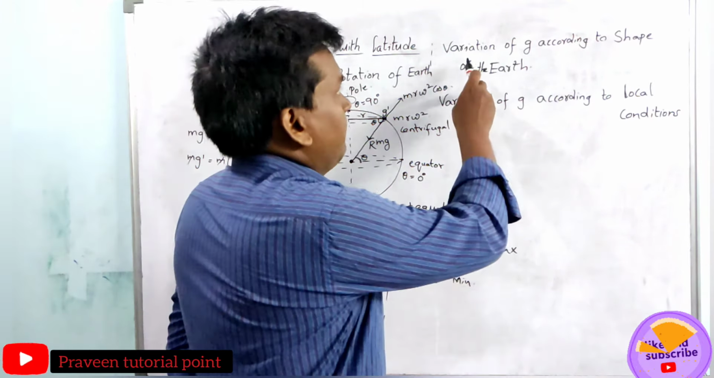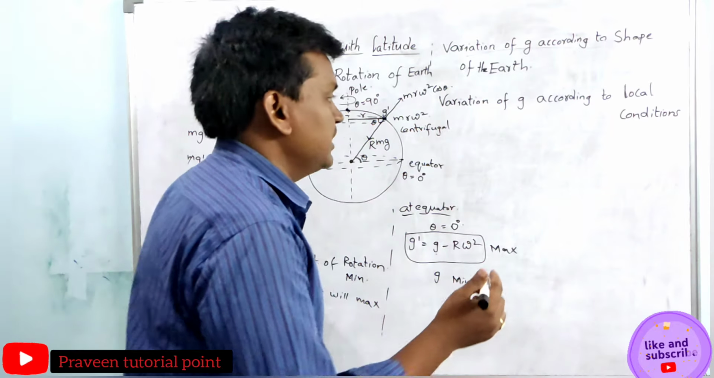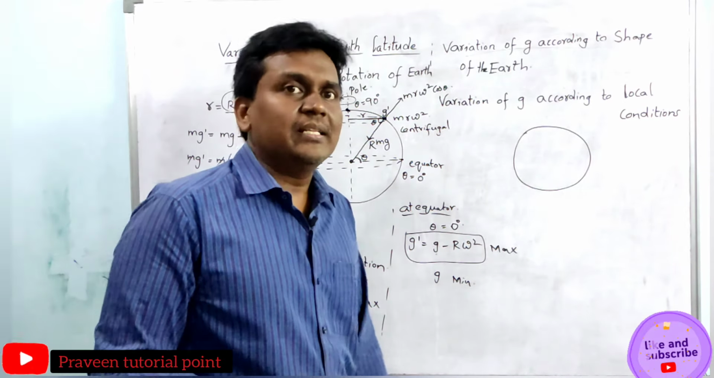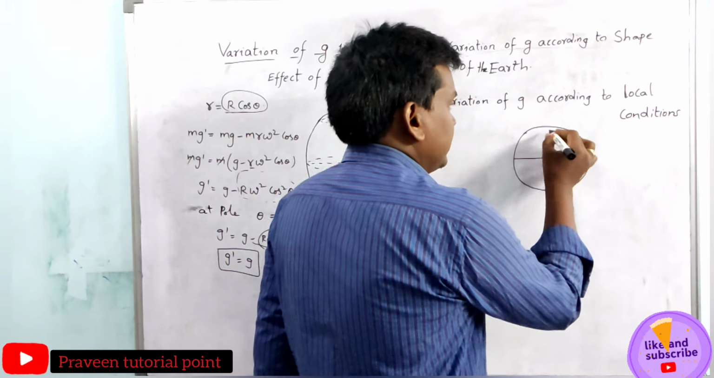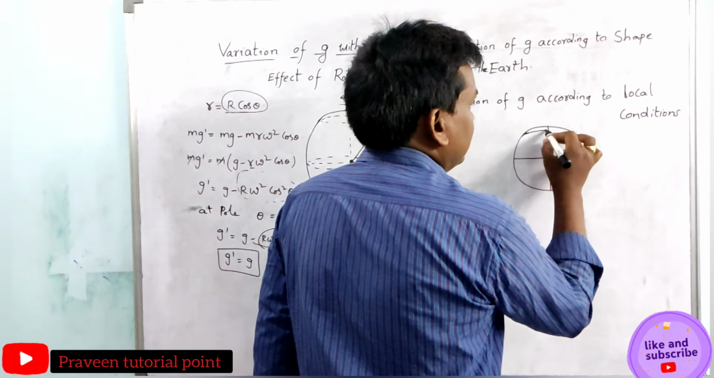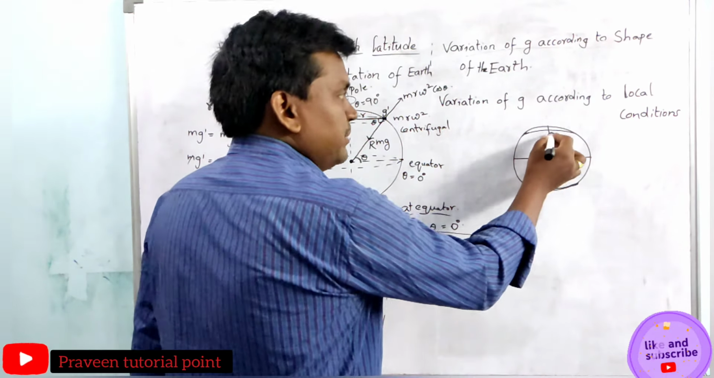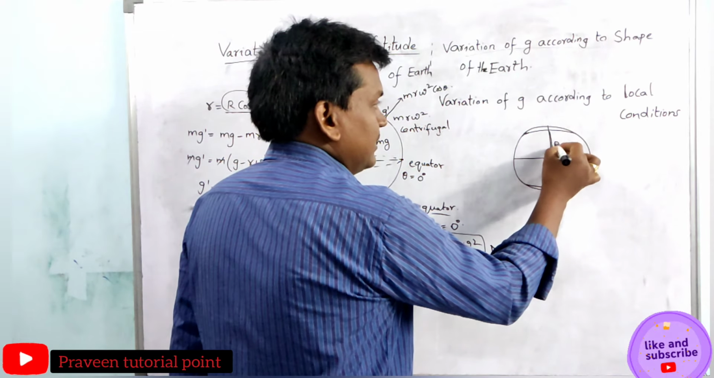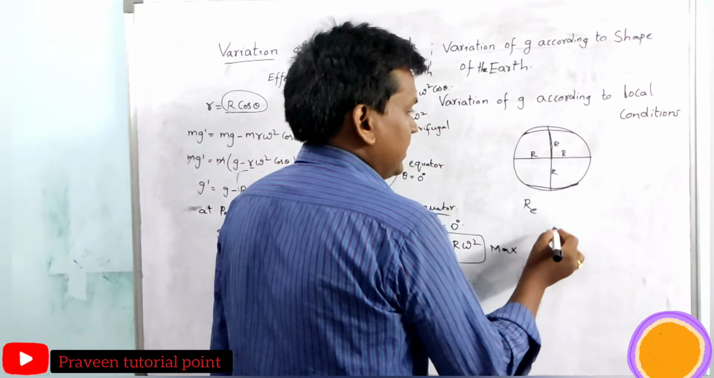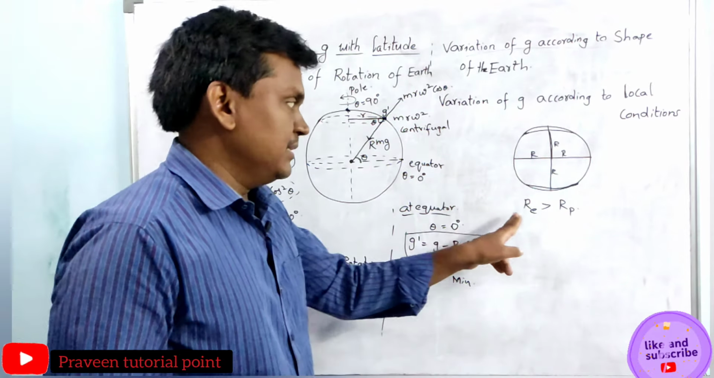And the fourth factor is the variation of g according to the shape of the earth. Due to the shape of the earth also, the g value varies. If you consider the earth as a sphere, but actually the earth is not a complete sphere. This is horizontal and this is vertical. It looks like a bulged one. So this radius will be decreased. That means the radius of the equator is greater than the radius of the pole.